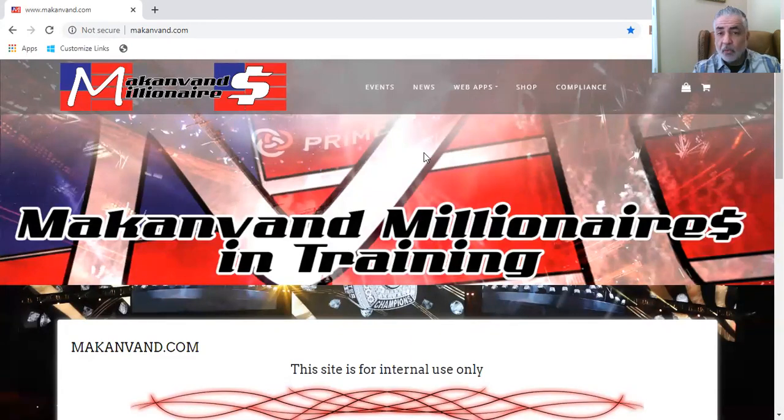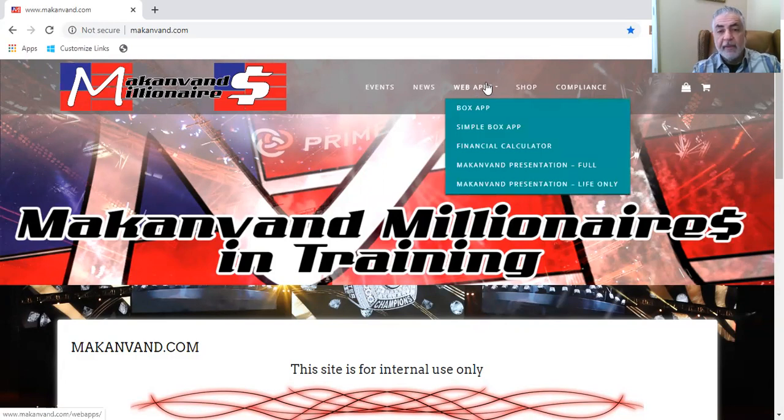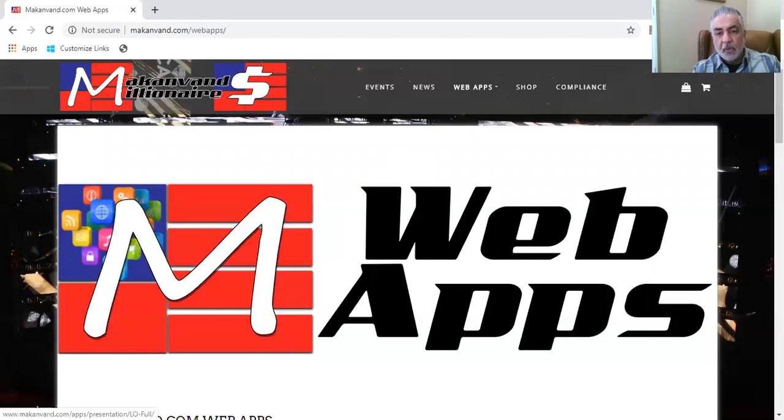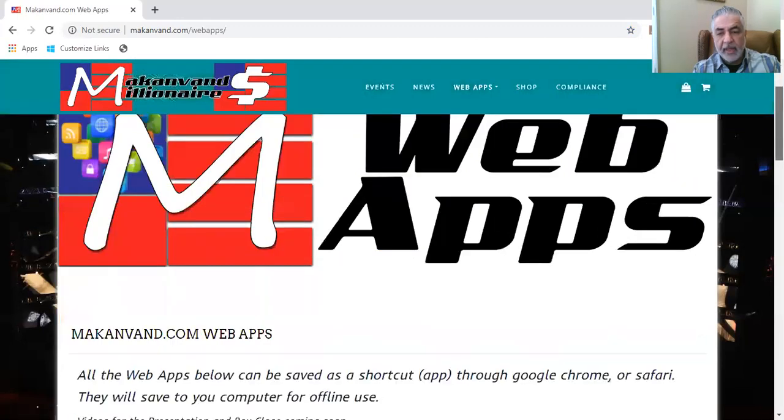Now, this website is only for the Makanvand hierarchy. It is password driven. You didn't see it asking for a password because I had already put in the password before. We change the password weekly so as to prevent people from the outside from having access to it. This is for our internal use only. Now you're going to notice web apps. So I'm going to park my mouse on top of it, and I'm going to click it here, and it's going to take us to the next screen here. And I'll just kind of show you around a little bit.